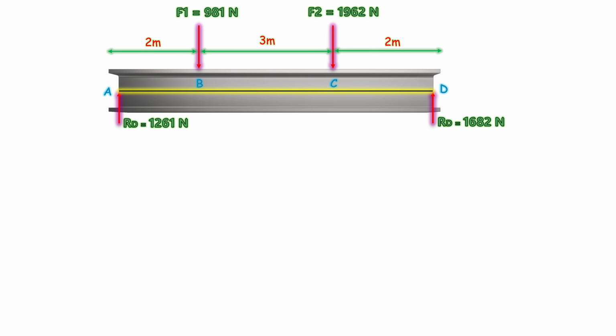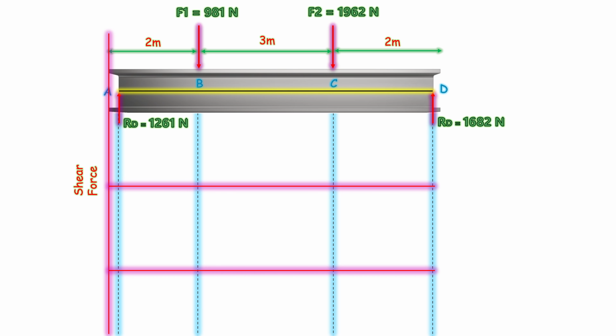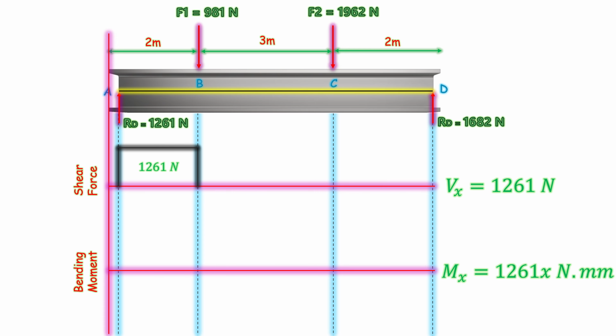First draw an FBD, which we have already drawn. Below it, draw two horizontal lines along the beam length, for shear force and bending moment. Now, Vx is equal to 1261 Newton positive. So, draw a vertical line at point A, and complete it till point B as it is constant till point B.